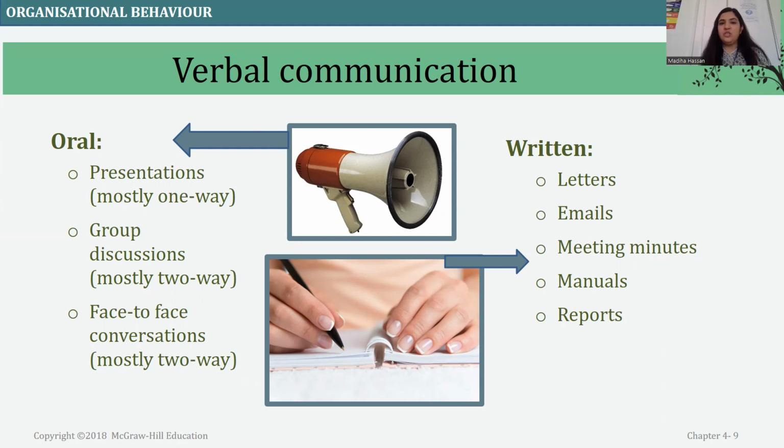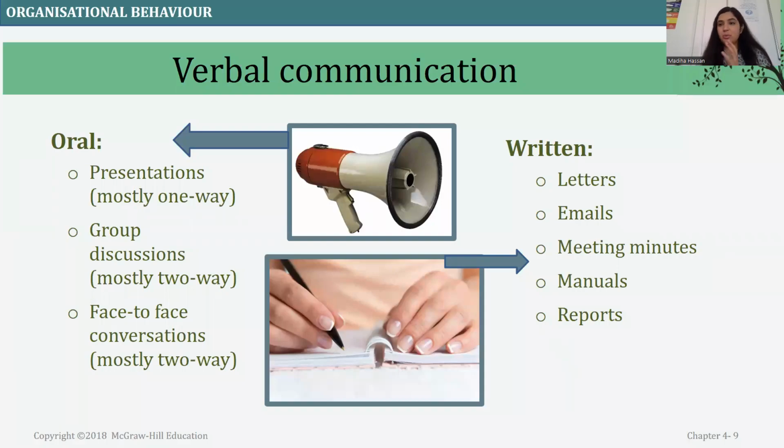So verbal communication, for example, is oral. In oral presentations, it's mostly one way. When you give a presentation, it's only one way; you're just presenting content. In group discussions, it is mostly two-way. So you are discussing something, the other person is responding, so the communication goes on. Similarly, face-to-face conversation, when you have meetings, is also mostly two-way. So these are the kinds of things you will see in communication in organizations. In group discussions, you will be able to interact with each other.